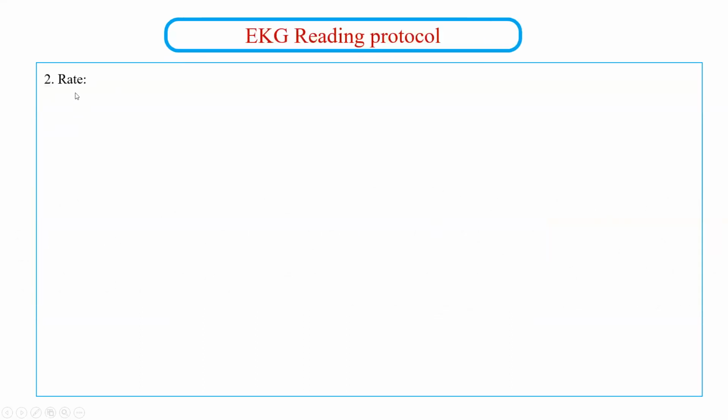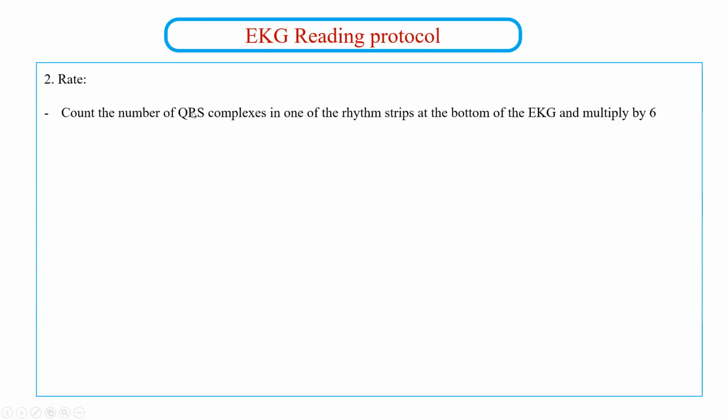Now let's go to the second part, which is the rate. For the rate, it's very easy. Just count the number of QRS complexes in one rhythm strip. Usually the rhythm strips are found at the bottom of the EKG. And after that, the number you get, you multiply it by 6, and you will have the heart rate. If the heart rate is less than 60, this is bradycardia. If it is more than 100, this is tachycardia.